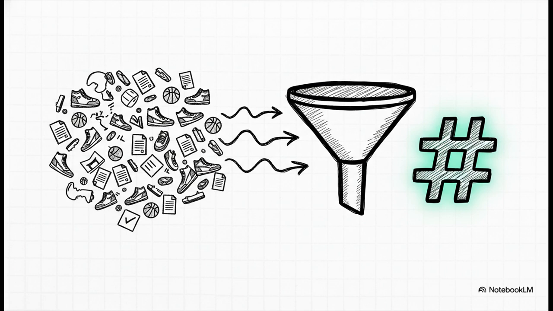How do we take all this messy, scattered information, shoe sales, basketball stats, test scores, and funnel it all down into one single, simple, meaningful number that actually represents the whole story?